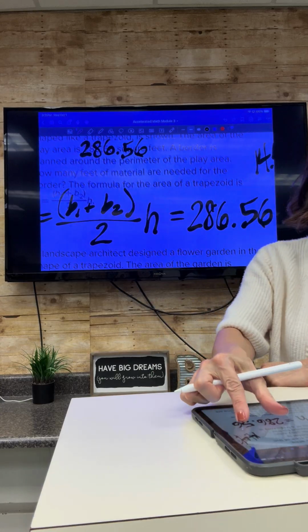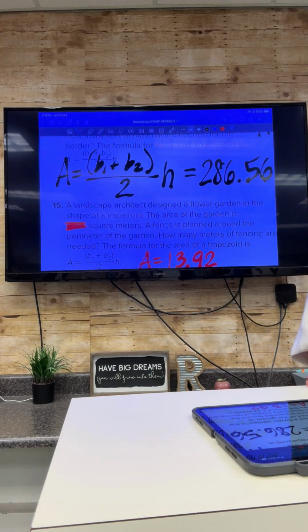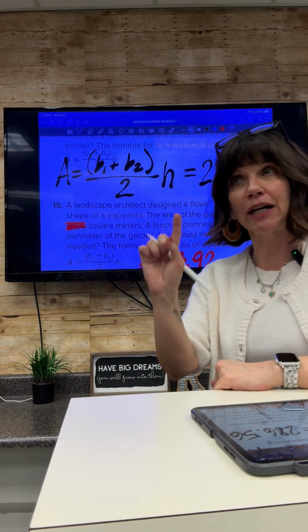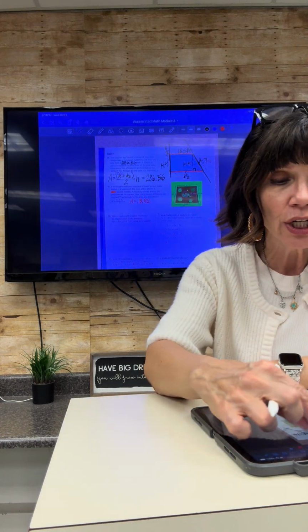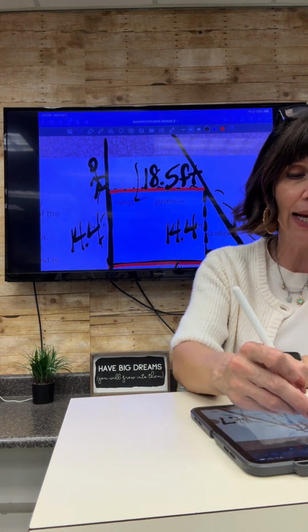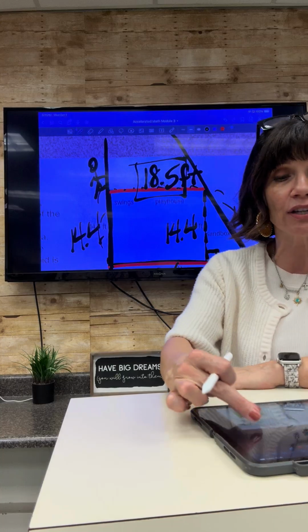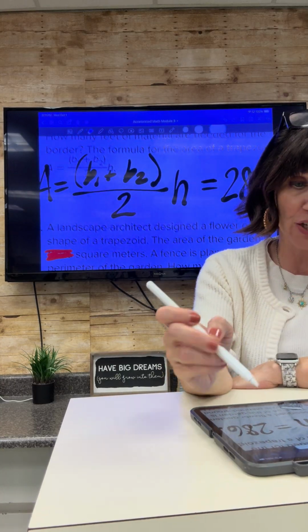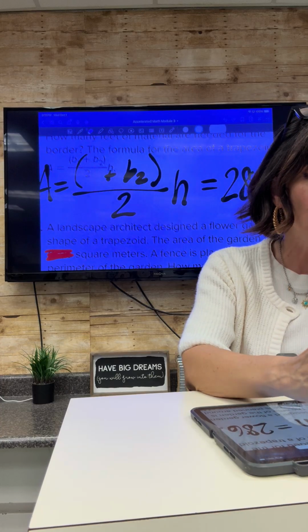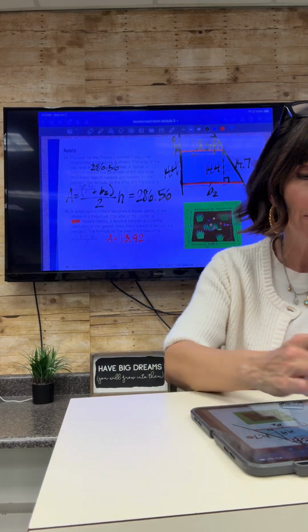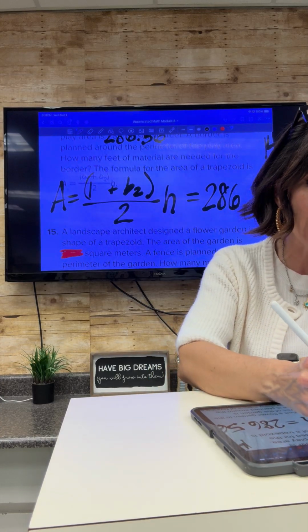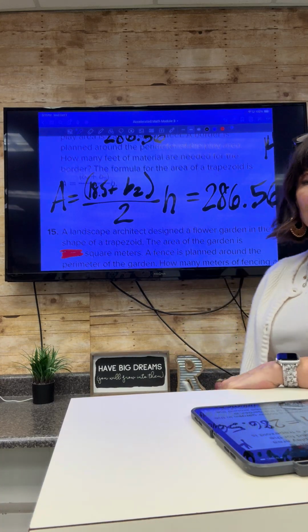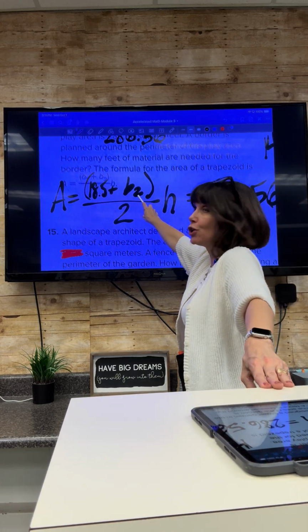286.56. Please be sure, class, you have written all of this. Now look at your shape and your measurements. Where shall I substitute 18.5 in place of what piece here? Say it. Base 1. Excellent job. And what amount am I putting there? 18.5. You got it.